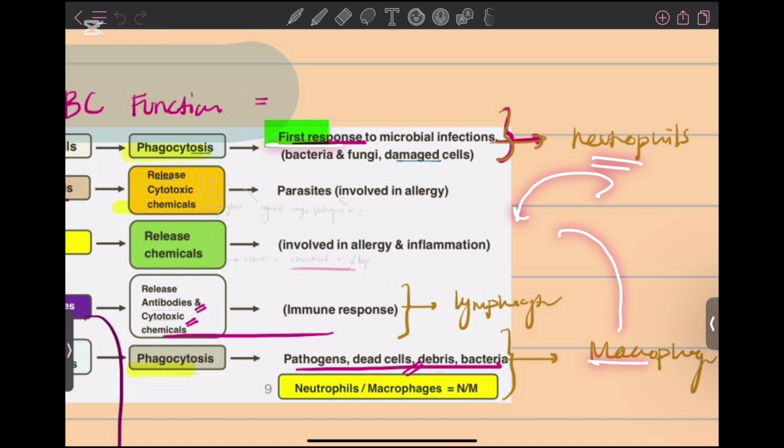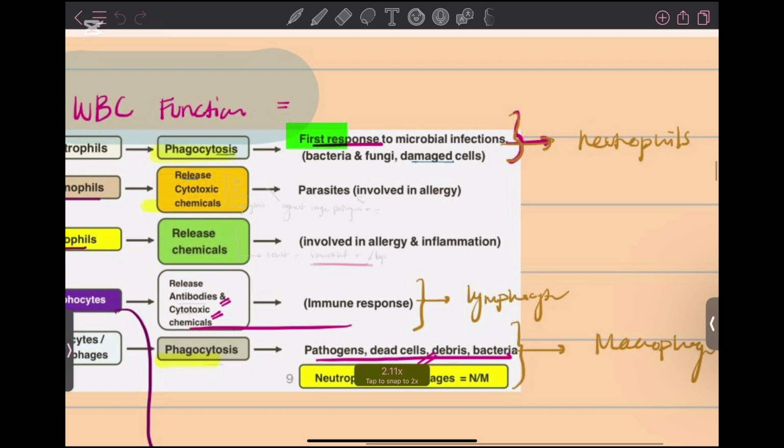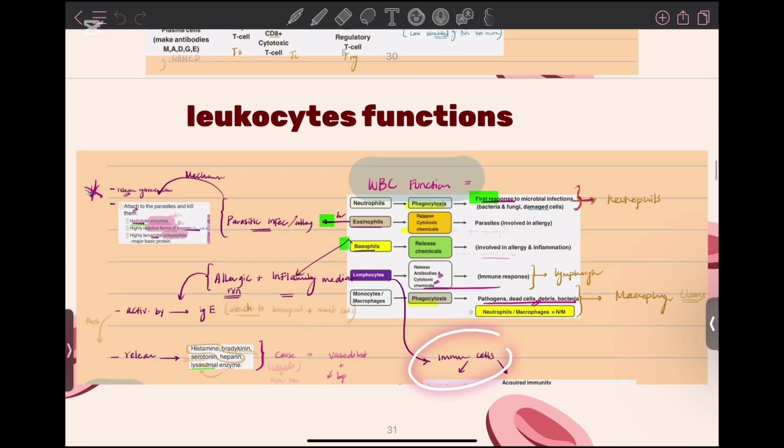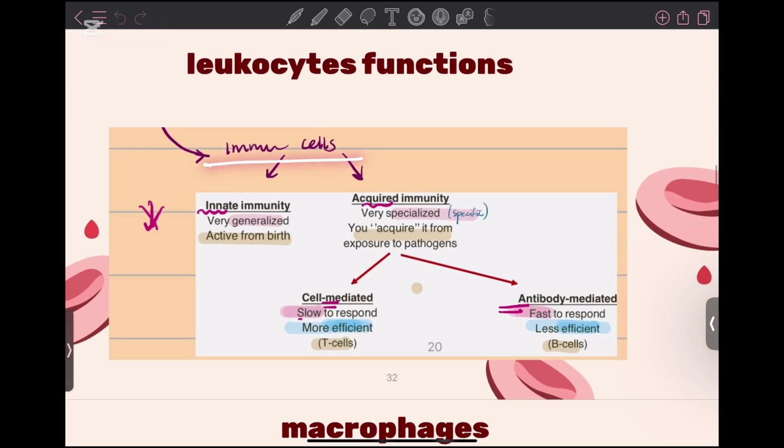have the macrophages. And usually we know that macrophages are the ones that are mainly responsible for engulfing pathogens and dead cells, debris, and dead bacteria. Now we have the immune cells. Now for the immune cells, we already know this.